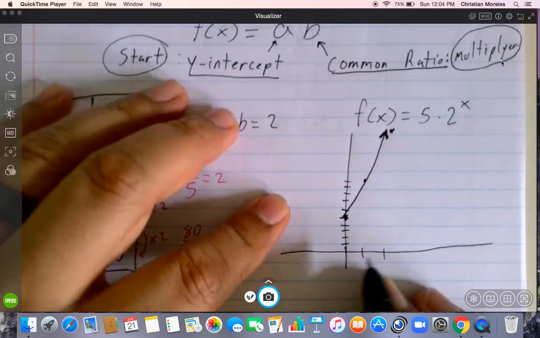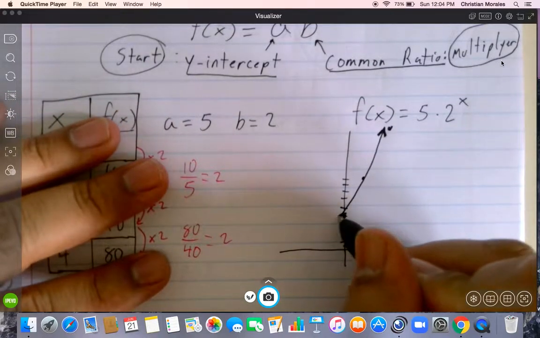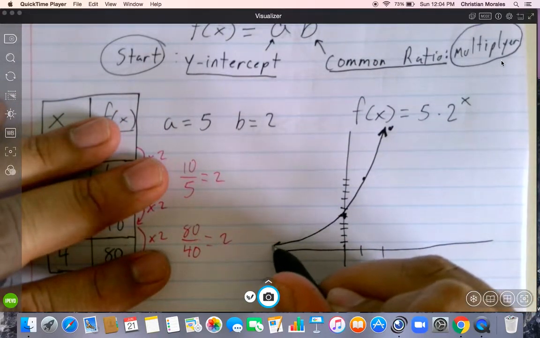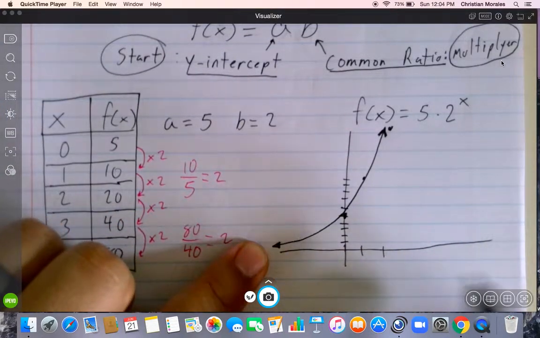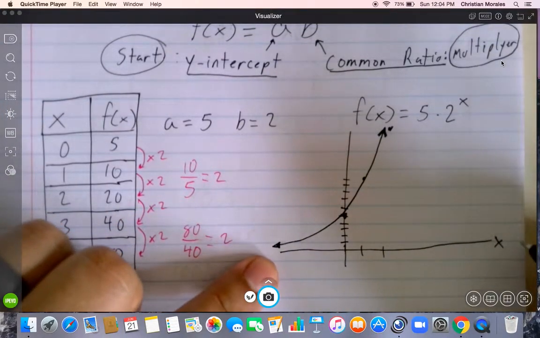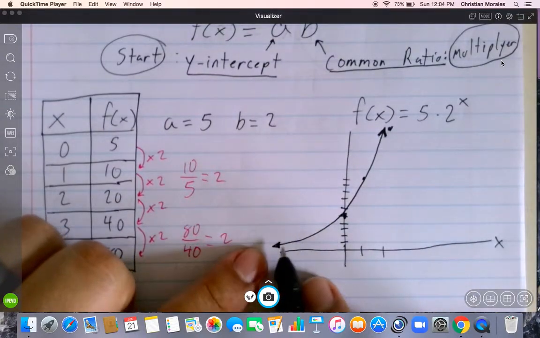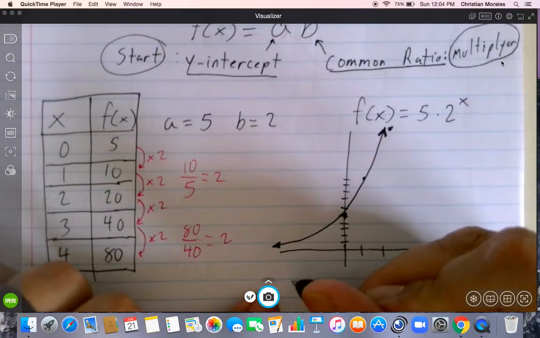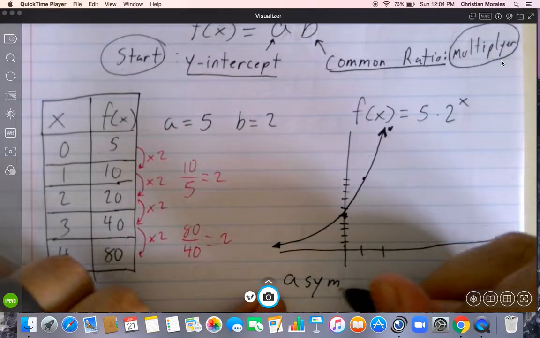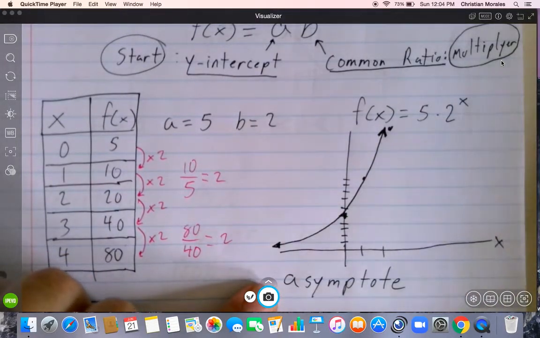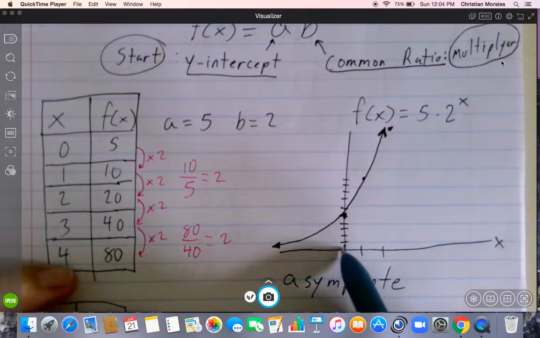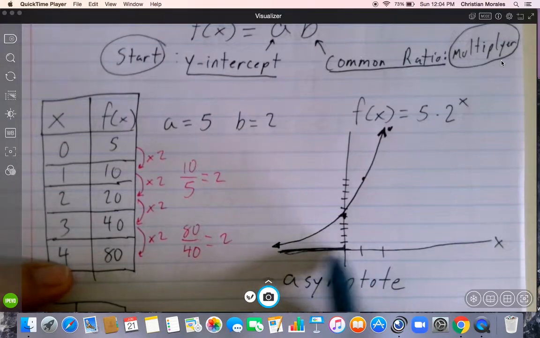All right, now, something you need to know. On the negative side, it curves down. It curves down, but there's a rule. It is never going to cross the x-axis. It's never going to cross that line. It's going to get closer and closer and closer to it, but it's not going to cross it. We call that an asymptote. Now, what the asymptote is, it's a line that the curve will never cross.